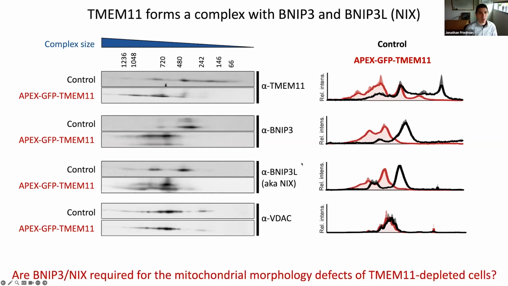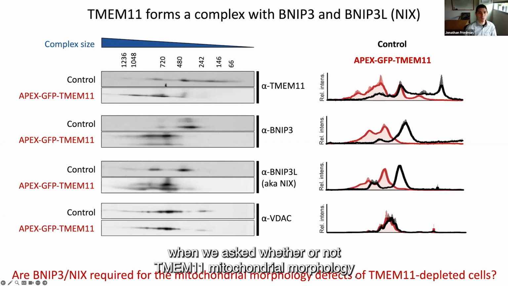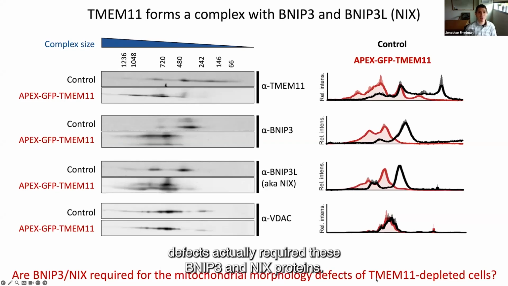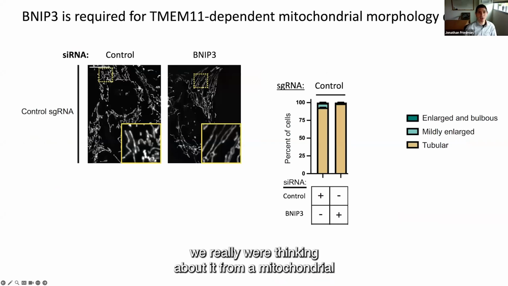The other thing that really got us clued into these proteins playing a role together was when we asked whether or not TMEM11 mitochondrial morphology defects actually required these BNIP3 and NIX proteins. Again, when we started this project, we really were thinking about it from a mitochondrial morphology centric standpoint. And so what Oz did was he took our control cells and introduced siRNAs, either a scrambled control or siRNAs targeting BNIP3 or NIX. I'm showing you just BNIP3 here.